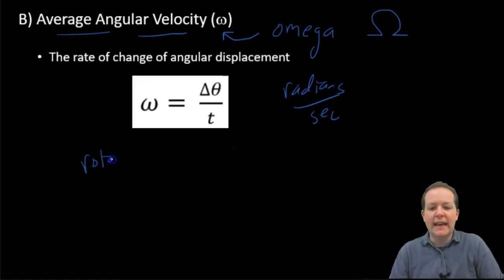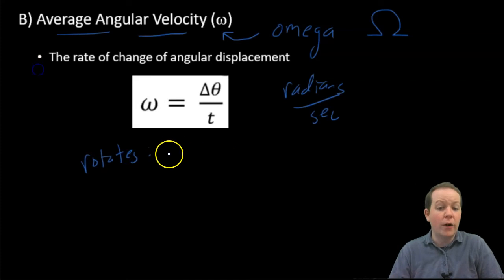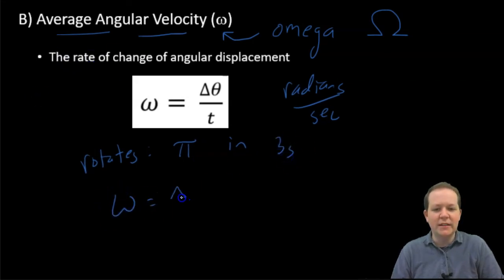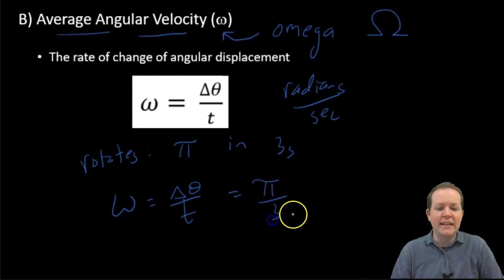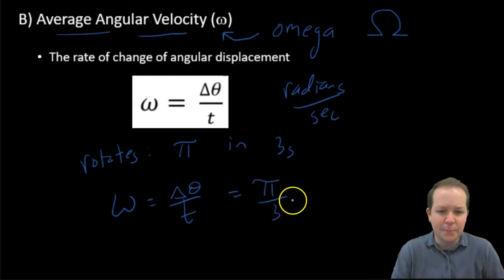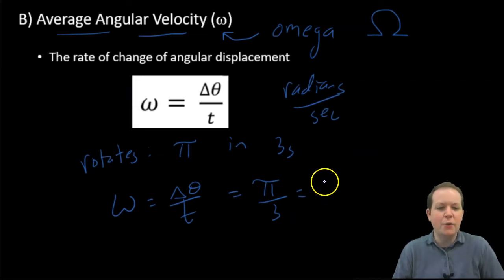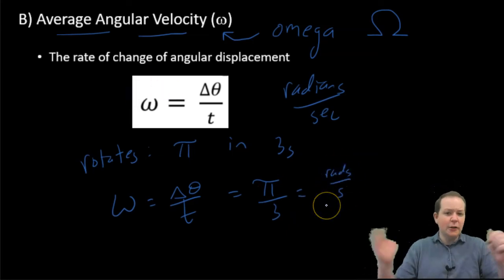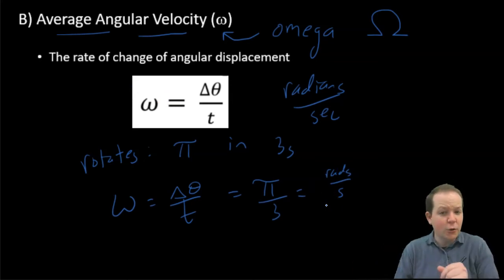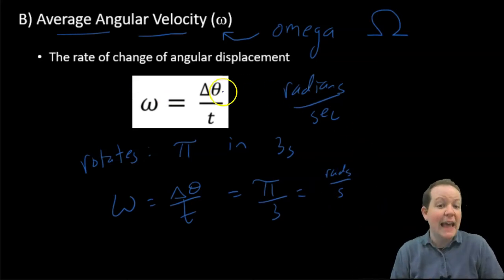So if there was a problem and it said you have a wheel and it rotates 180 degrees, or it rotates pi radians, in 3 seconds, what's the angular velocity? Well, it's delta theta divided by t. That would be pi over 3 seconds. Plug that into your calculator, you get a decimal, something a little bigger than 1, in radians per second. That's it, angular velocity. It's just like our regular one, displacement over time, but now it's angular displacement.